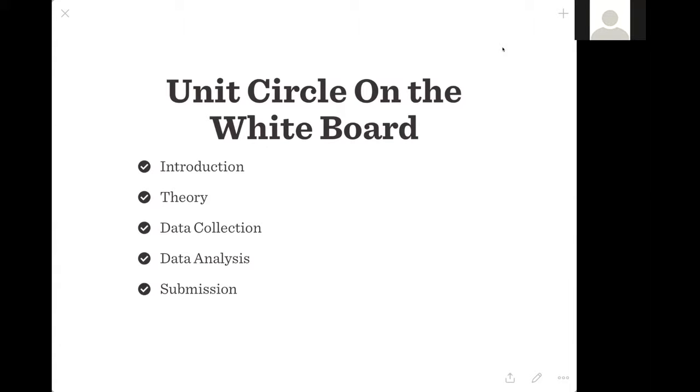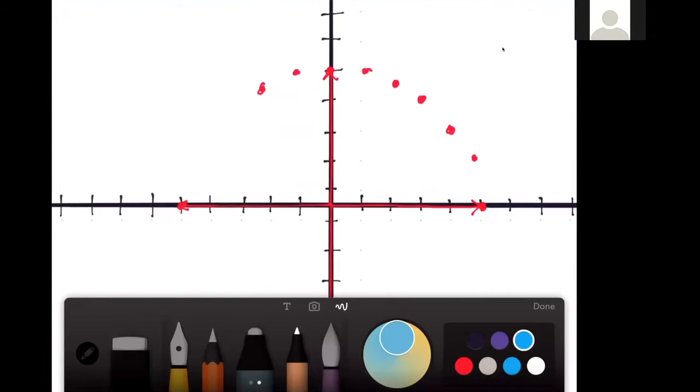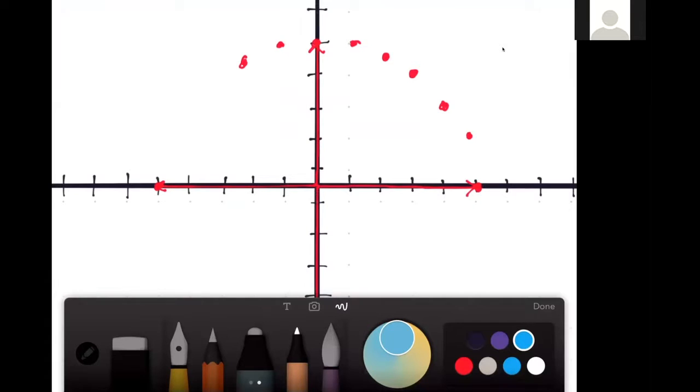Now we want to discuss the theory. So I'm just going to go ahead and slide to the right here. This is basically what we did. We drew two number lines on the board to create a grid here. And when we did this, we started off by putting points on each axis here.